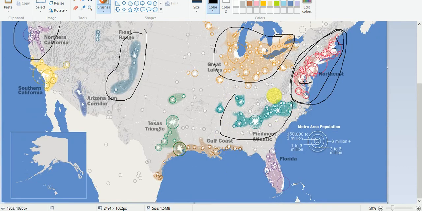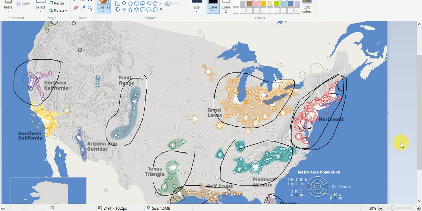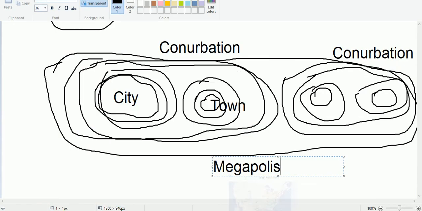Likewise, this is another one. Okay, and this is another, so this is another one. So in this way, these are the important megapolis in USA.